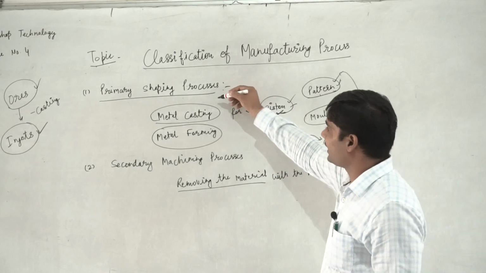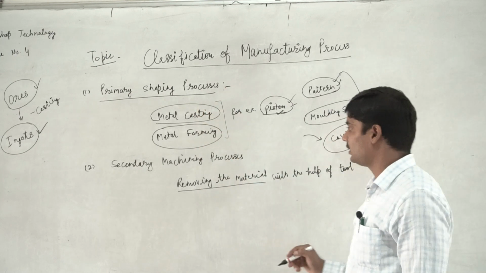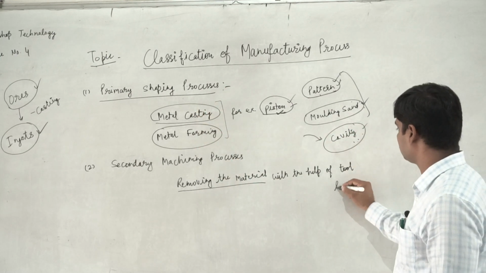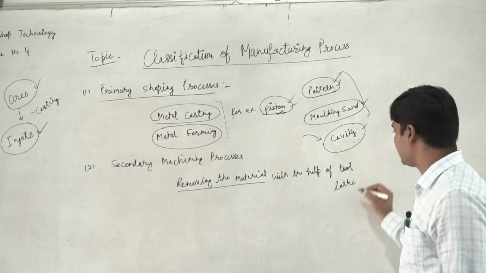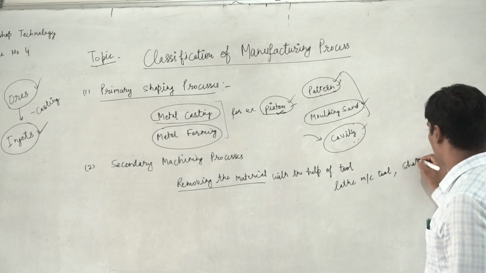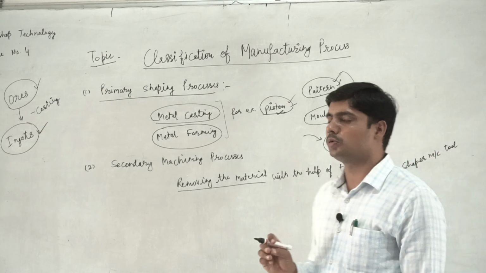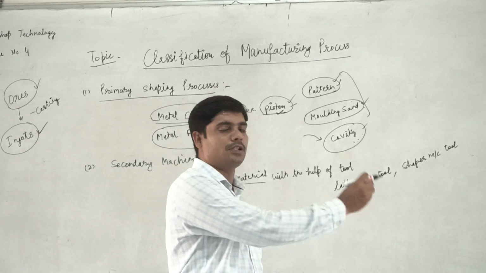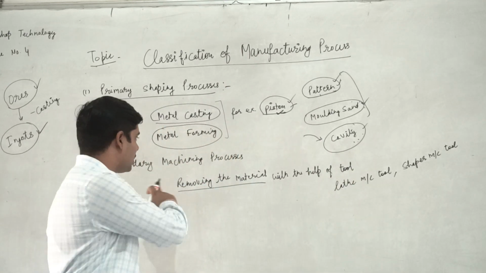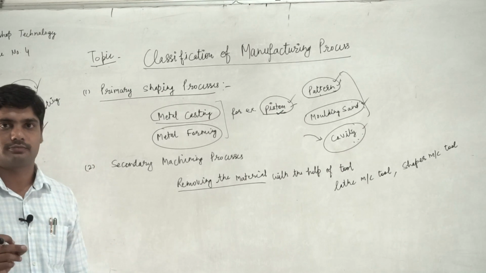So all the examples related with the metal casting, metal forming are in the primary shaping, but the examples like the operations done on lathe machine tool, shaper machine tool, means all the machine tools on which the material is being removed is covered under this classification, secondary machining processes.